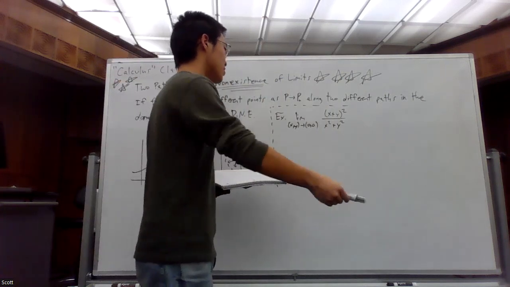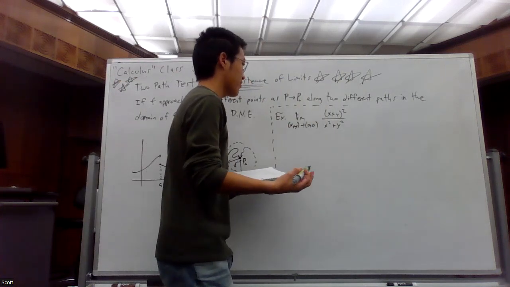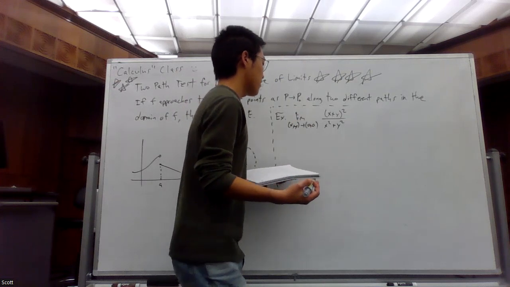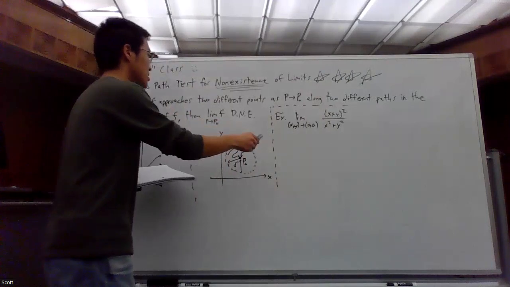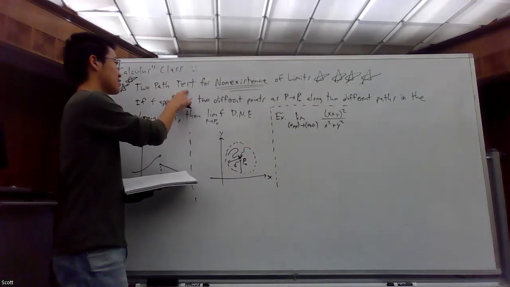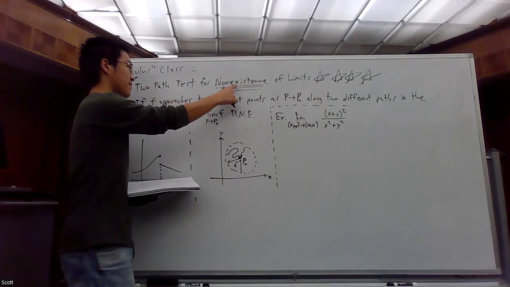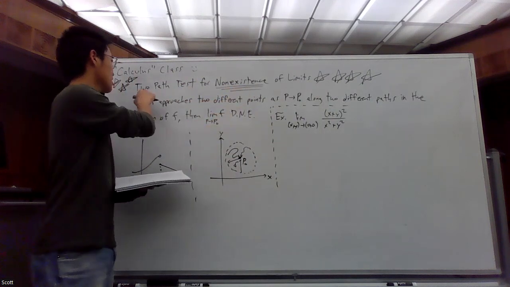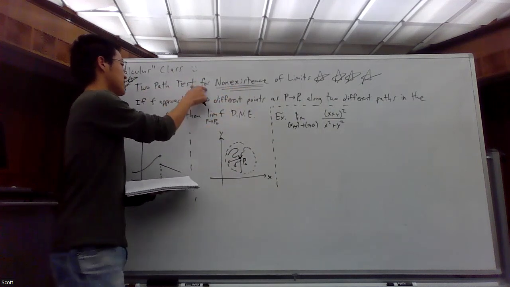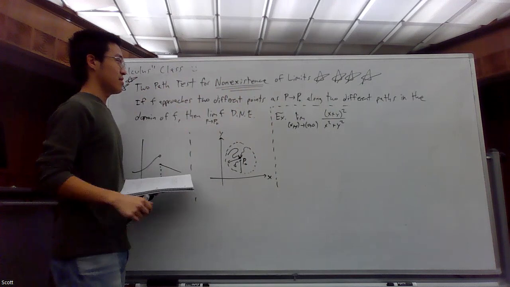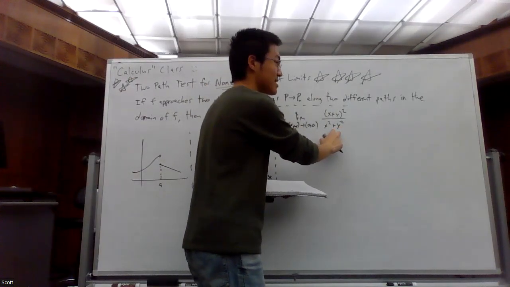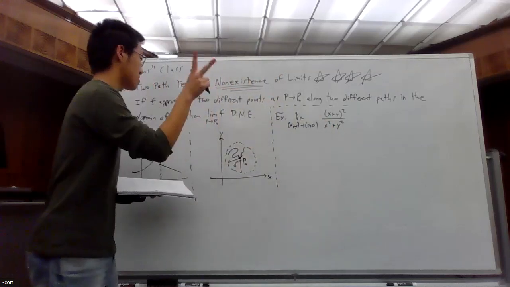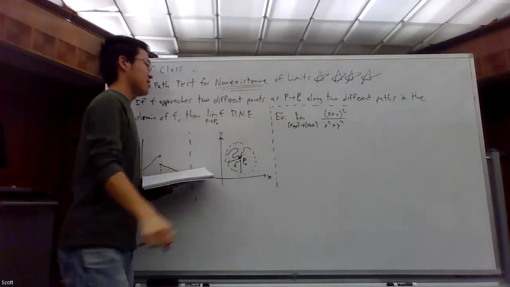On your own time, you can throw this into a computer graphics tool to see what that surface would look like. But for now, we're just interested in showing that this limit doesn't exist using the two-path test, because the two-path test is for what? Non-existence. Okay, good. So we're not going to try to prove that this limit exists. We're trying to prove using two paths that it doesn't exist. Non-existence.